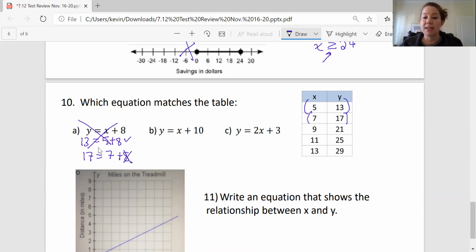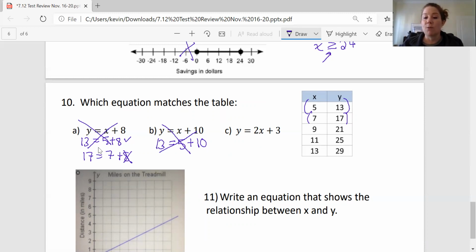Let's say we pick the first one again. Well, if Y is 13 and X is 5, is 13 equal to 5 plus 10? Nope, that doesn't work either, right? All right, let's look at letter C. Let's say I just picked the bottom one.